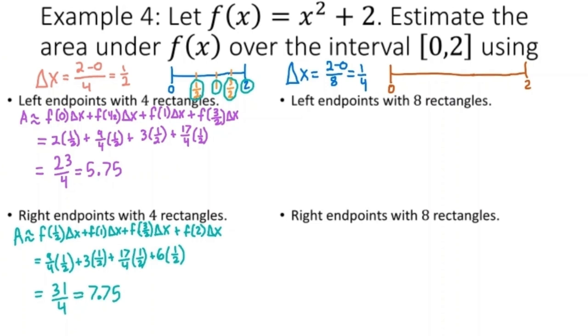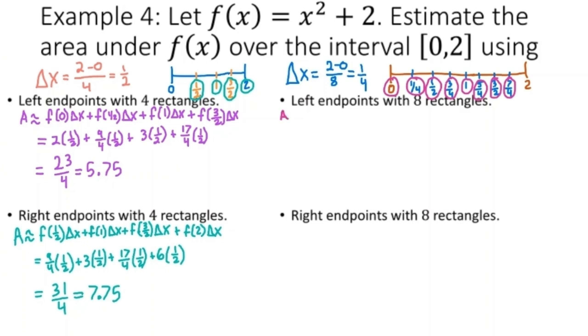So starting with 0, add 1/4, we get 1/4, add 1/4 again, we get 1/2, and if we keep going, we get 3/4, 1, 5/4, 3/2, 7/4, and then finally 2 as the other endpoints to our partition. Now for the left endpoint, we would use 0, 1/4, 1/2, 3/4, 1, 5/4, 3/2, and 7/4.